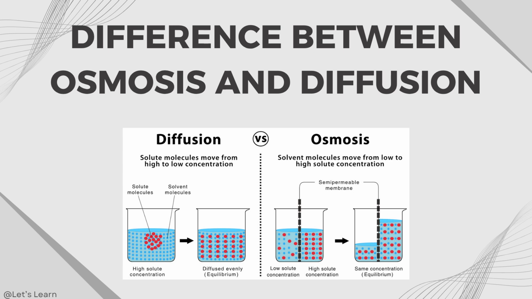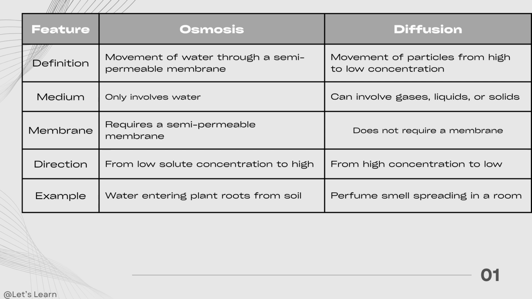Today, we're going to talk about something you might have seen in real life but never thought much about, the difference between osmosis and diffusion. You might have noticed how the smell of perfume spreads across a room, that's diffusion. Or how a raisin swells up when soaked in water, that's osmosis. Sounds interesting, right? Let's break it down in a simple and visual way so you never get confused again.